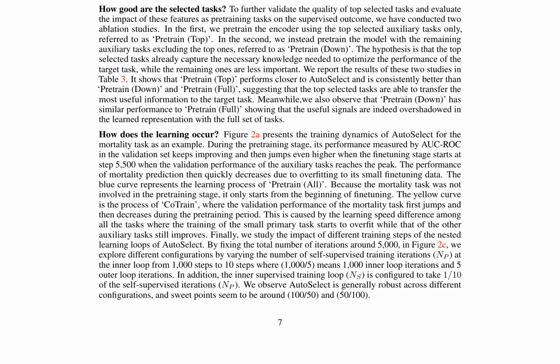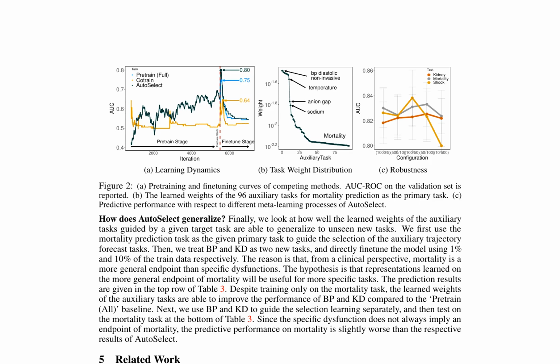the fine-tuning stage. The authors investigate the generalization capabilities of auto-select by using the learned weights of the auxiliary tasks to predict unseen new tasks. The results in Table 4 demonstrate that the learned weights can generalize well to new tasks, even when the primary task is more general than the new tasks.